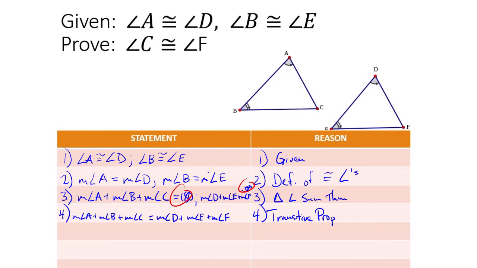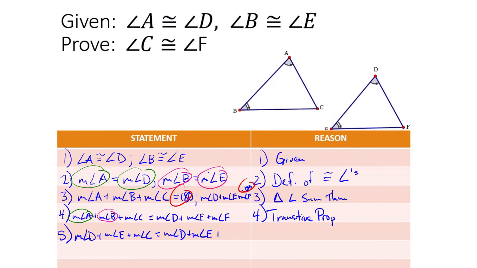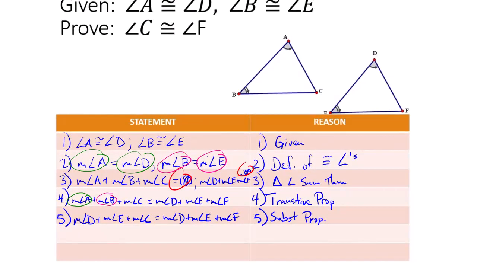So we know that measure of angle A equals measure of angle D. By using the substitution property, I can plug in D for A. And we know that the measure of angle B is equal to the measure of angle E, so instead of angle B, I can put in angle E. So by using substitution, I can say measure of angle D plus the measure of angle E plus the measure of angle C equals the measure of angle D plus the measure of angle E plus the measure of angle F, and I can do that with substitution property of equality.